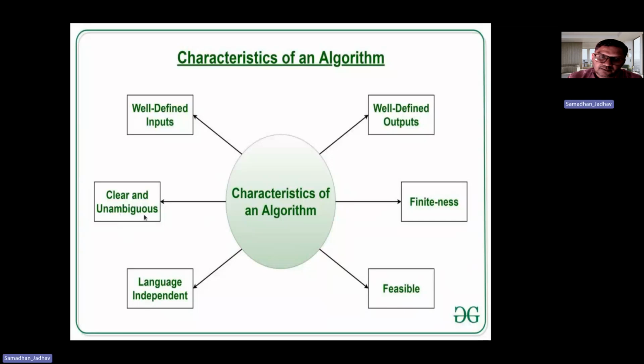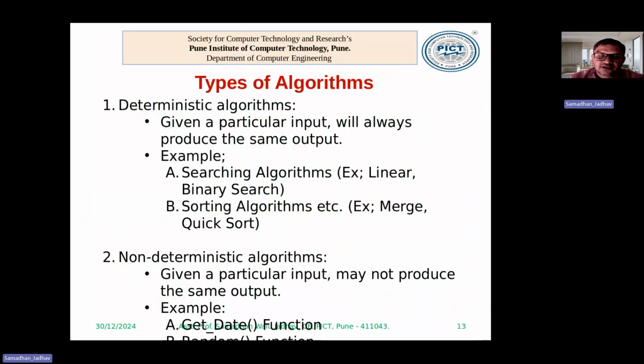Now clear and unambiguous. So each step in the algorithm should be clear. It should not have double meaning or multiple meanings. So that is clarity and unambiguity. Now there are two fundamental types of algorithms, that is deterministic algorithms and non-deterministic algorithms. Deterministic algorithms are the ones which produce the same output no matter how many times you give a particular input. So you apply the same input any number of times, it will always produce the same output.